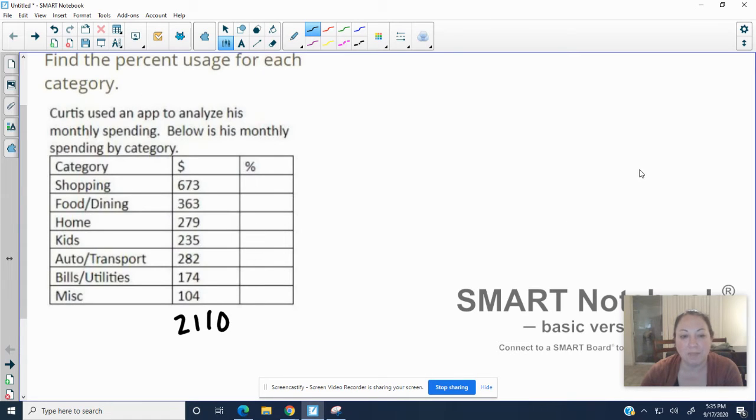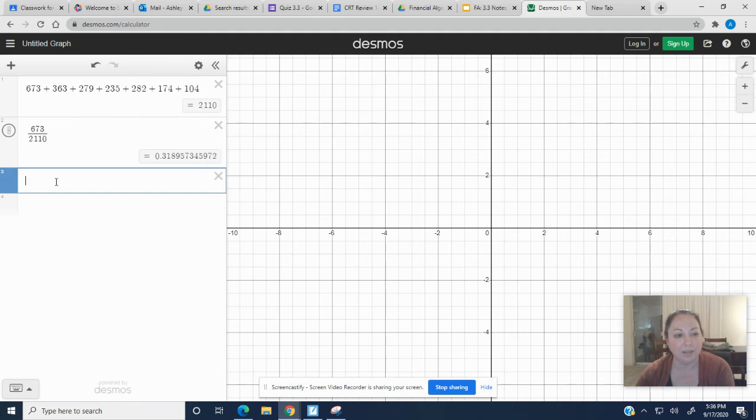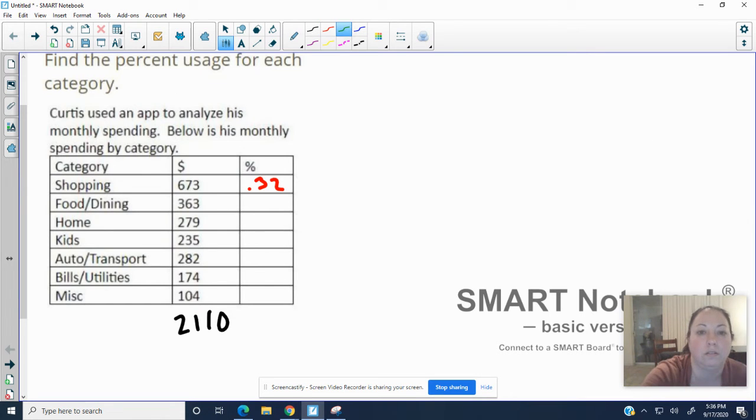Just to keep this easy, I would prefer that you gave me the percent instead of the decimal. If you put 32%, it's not wrong, but we are going to round to two decimal places. Let's do the next one. So we've got 363 divided by 2110. It's more tedious than anything, so we're going to round to two decimal places. That's going to end up being 0.17, or about 17%, okay?